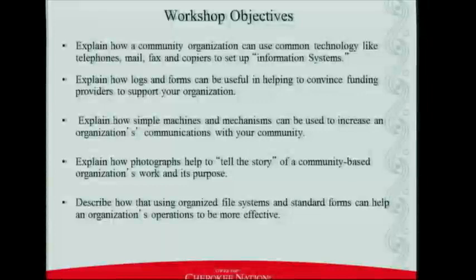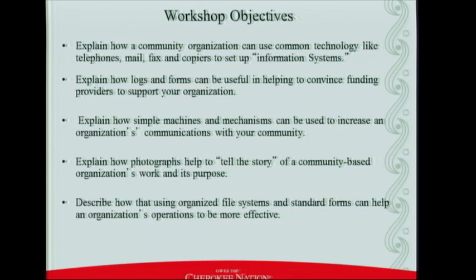Here are some of the objectives. These are some of the things we're going to learn tonight, guys. Explain how a community organization can use common technology like telephones, mail, fax, copiers, information systems. Explain how logs and forms can be useful in helping to convince funding providers to support your organization. That's evidence, right, guys? Explain how simple machines and mechanisms can be used to increase organizations' communication.